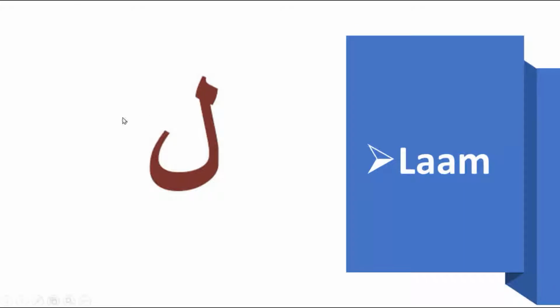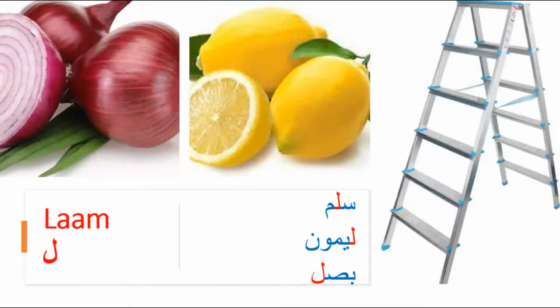To write the letter Laam, we go above the baseline and we make a straight line like this and then half of a circle. This is the letter Laam. I want you to recognize the letter Laam. This is the letter Laam in the beginning of the word. And this is the letter Laam in the middle of the word. And this is the letter Laam at the end of the word.